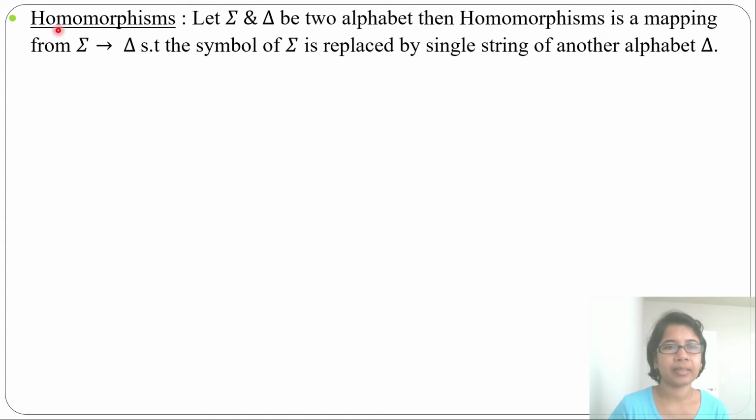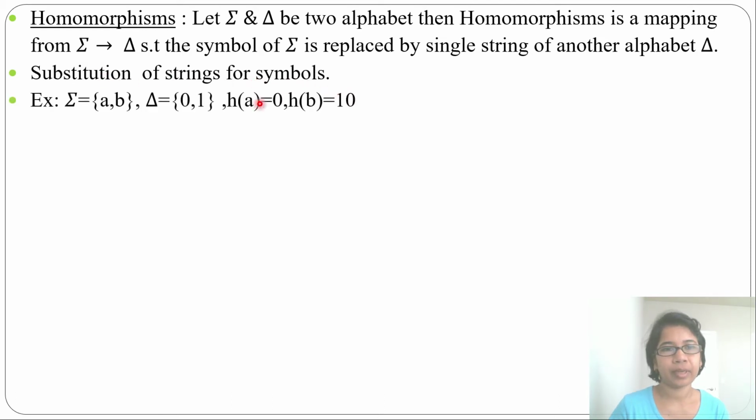Hi, let's discuss homomorphism. What is homomorphism? Let sigma and delta be two alphabets. Then a homomorphism is a mapping from sigma to delta such that each symbol of sigma is replaced by a single string of the other alphabet delta. So it is nothing but a substitution of a string for a symbol.